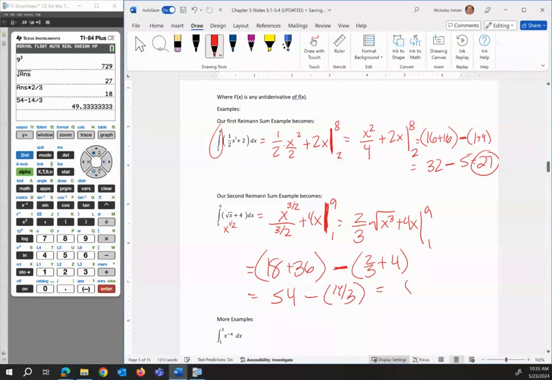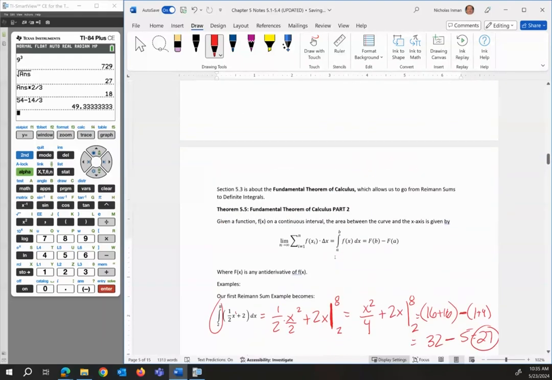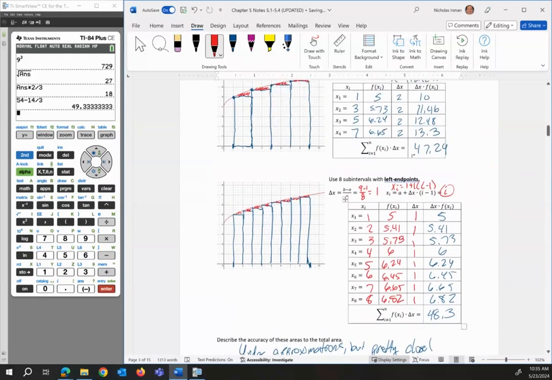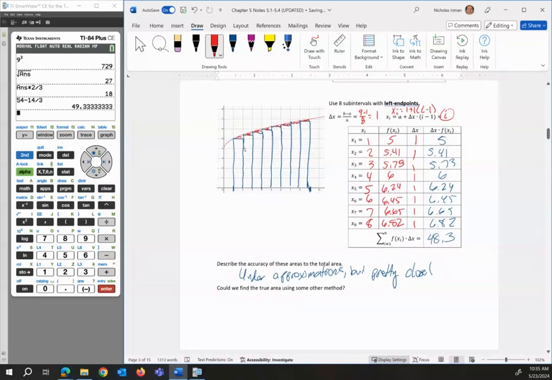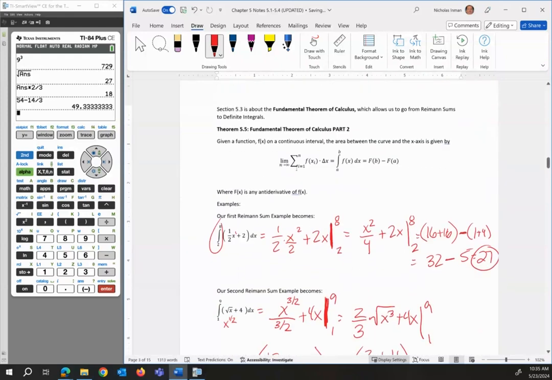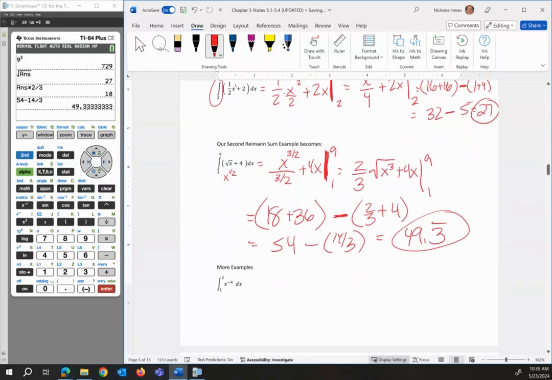And we get an answer of 49.3 repeating. Now, before, for the same problem in our second Riemann sum, we were getting an answer like 48.3, 47, 48. We had these little extra pieces left over. So the idea is that we are, in fact, getting very, very close.